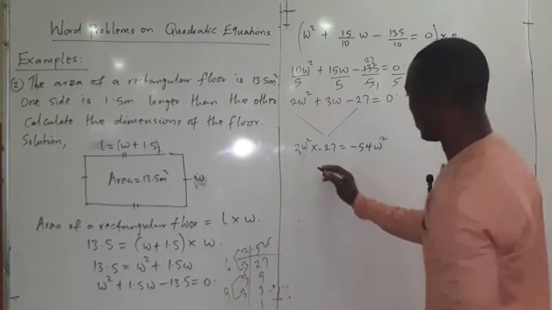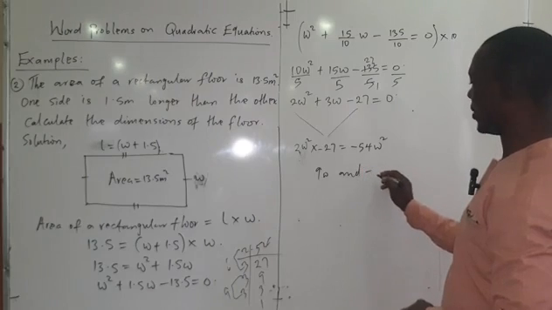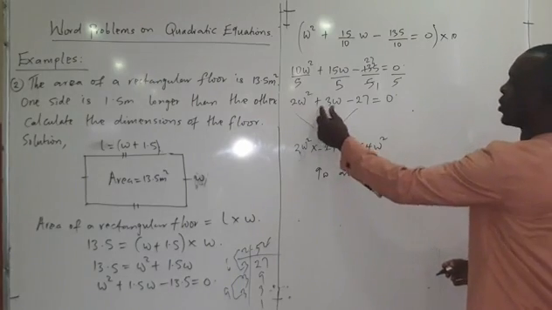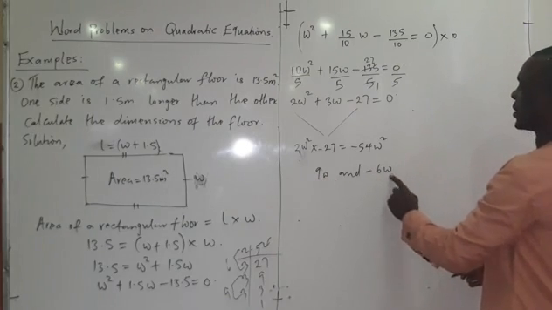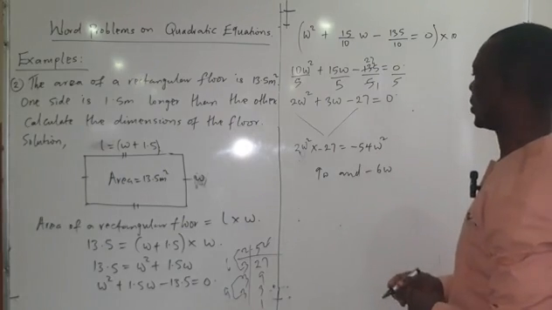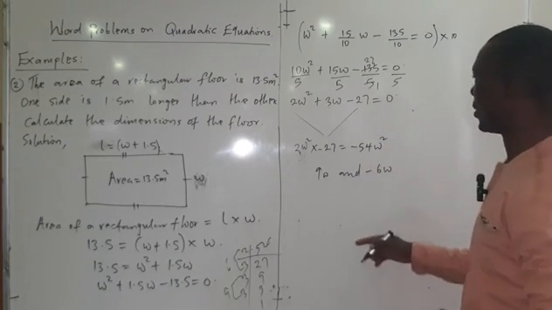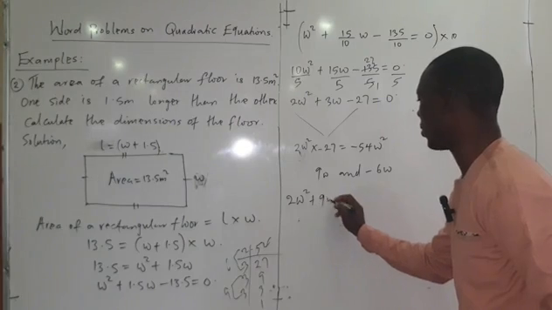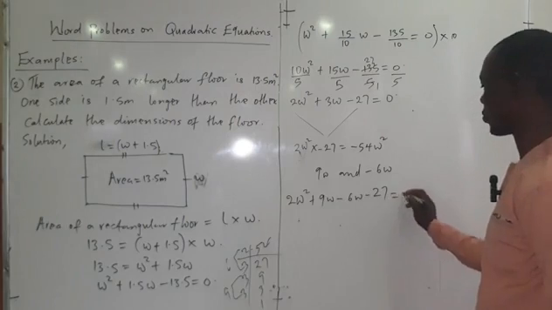So we now have 9W and minus 6W, because 9W minus 6W gives us plus 3W. But 9W multiplied by minus 6W will give us minus 54W squared. So we now replace 3W with 9W and minus 6W. So we now have 2W squared plus 9W minus 6W minus 27 equals 0.